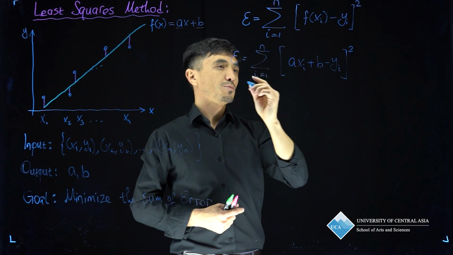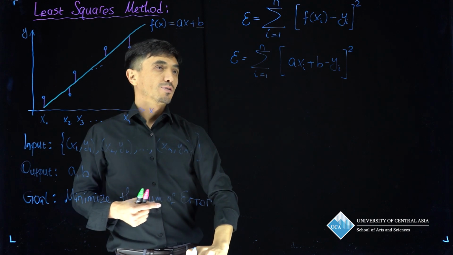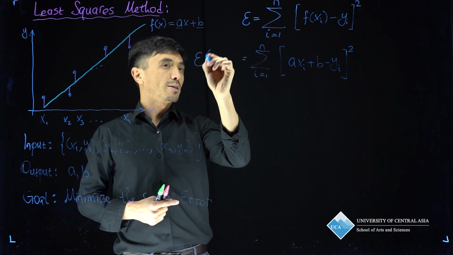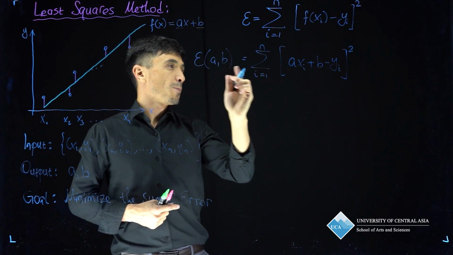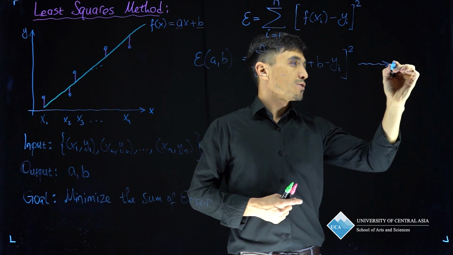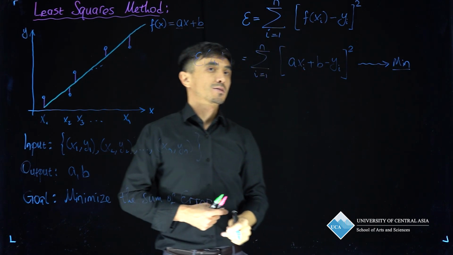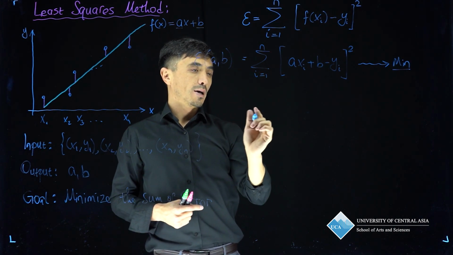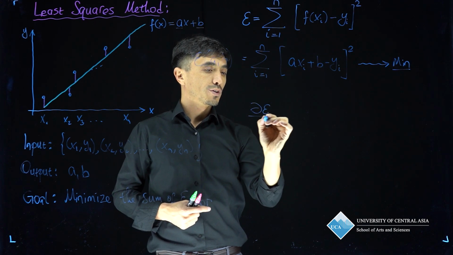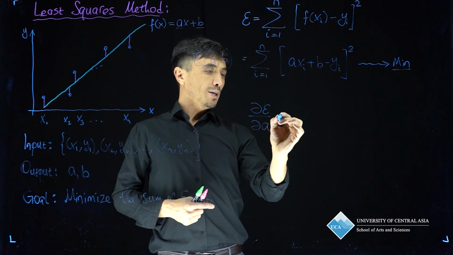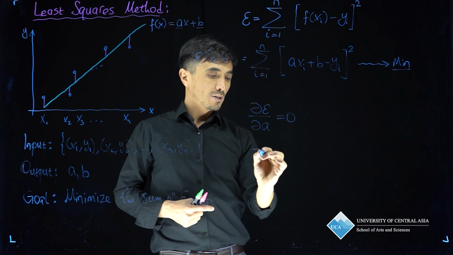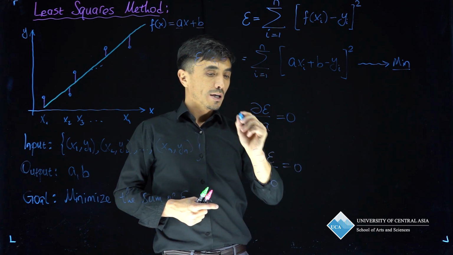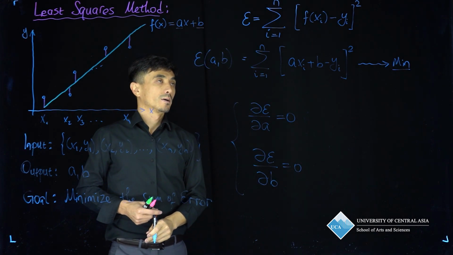So this is our objective function, which depends only on a and b, as they are unknown, so we can write it as a function of two variables, a and b. So the aim here is to minimize this error function. So how are we going to minimize it? We're going to take a derivative of this error with respect to a, and then equalize it to 0. And then similarly take the derivative of error with respect to b, equalize it to 0, and we will solve this system of linear equations.